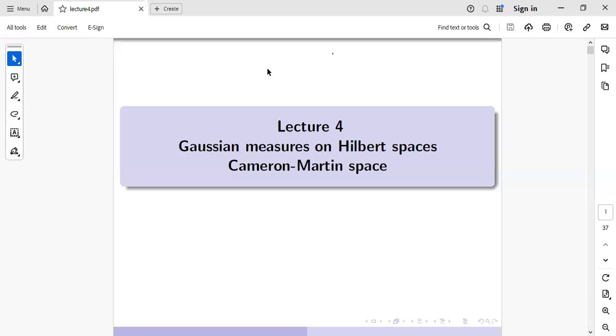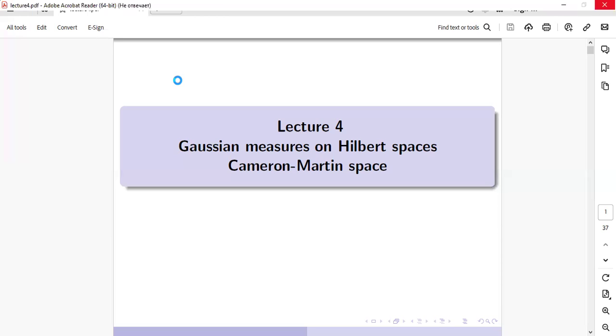So my aim in this lecture is to consider Gaussian measures on Hilbert spaces, prove one important result about integrability for Gaussian measures, and discuss properties of the Cameron-Martin space. To describe Gaussian measures on Hilbert spaces, I need some notions of operators on a Hilbert space.